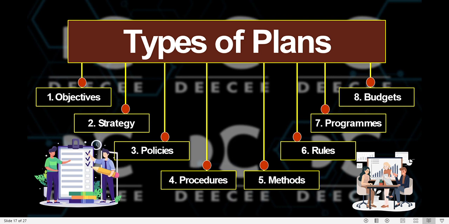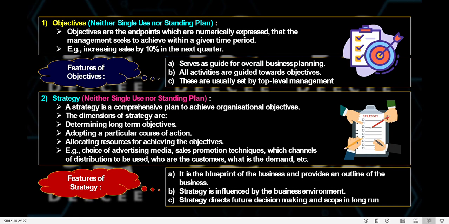So, what are the features of objectives? Objectives should always be SMART, which means it should be specific, measurable, achievable, it should be relevant, and it should be time bound. So, what are the features of objective? All the activities are guided towards the objective. They serve as a guide for the overall business planning, and it is mostly done by the top level management. The objectives are fixed by the top level management.